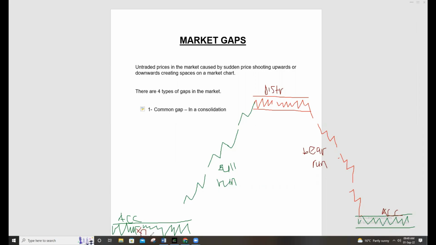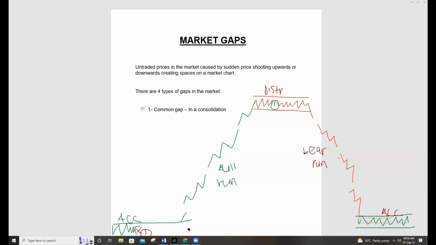The same thing here. We are accumulating, but there's this gap. There's the consolidation. We're in the distribution phase. We're in phase four, phase three, sorry. Then we have this consolidation. Then there's a gap. This gap here is what we call the common gap. So we can name it gap one. So that is gap number one that we call the common gap. It's very common in a consolidation. In any consolidating market, you can get a gap.